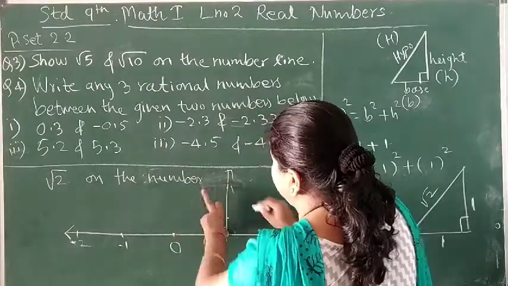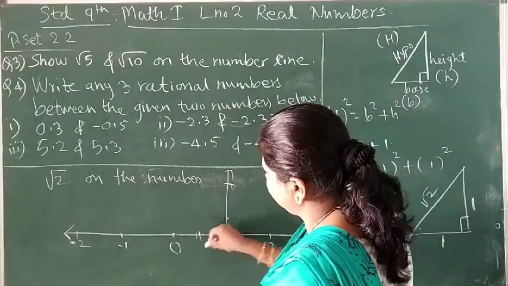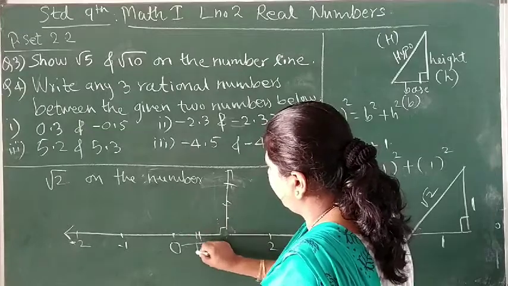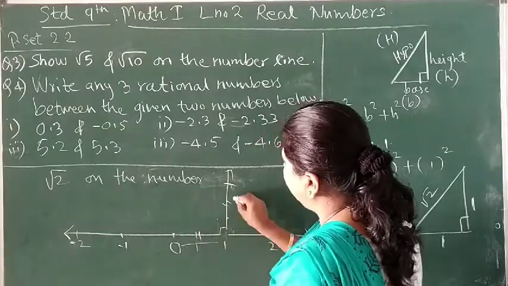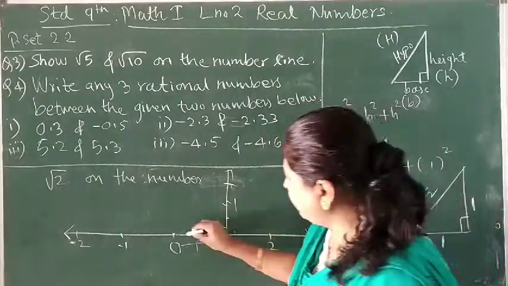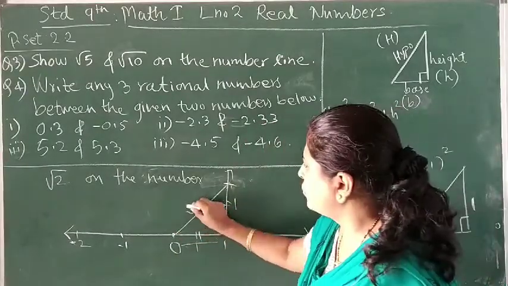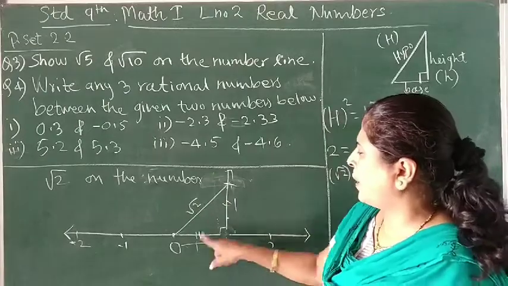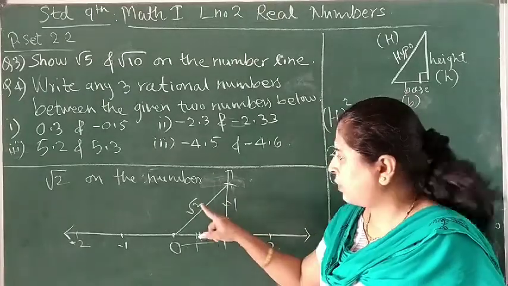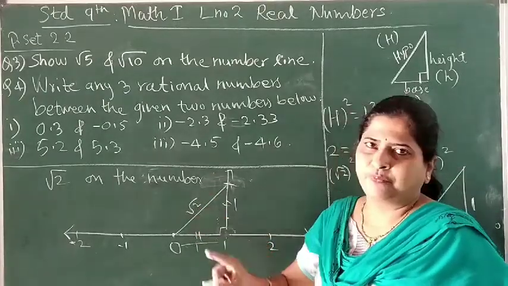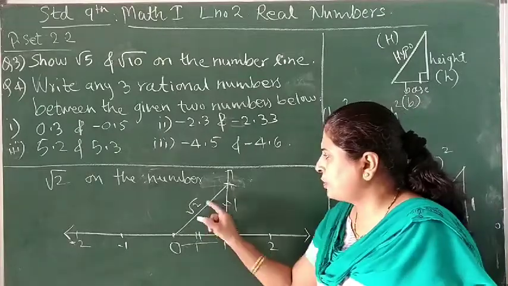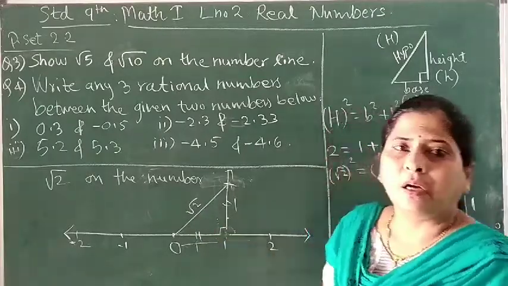So if this distance is 1, this is also 1. So we have taken base 1 as well as height 1. And when we join these 2 points using a scale, we get this distance square root of 2, because 1 square plus 1 square is equal to the square of root 2. So this way we have learned to show the square root of 2.